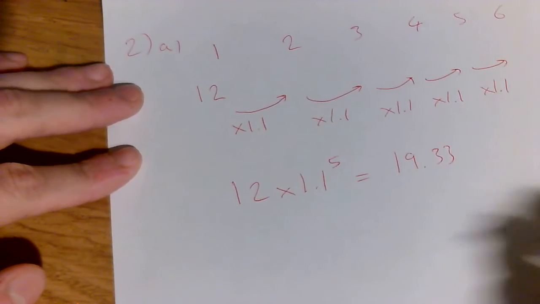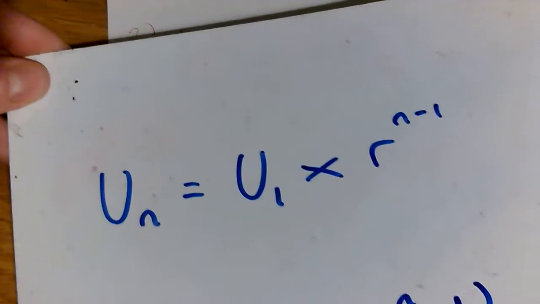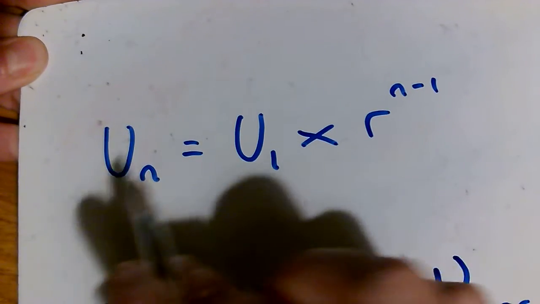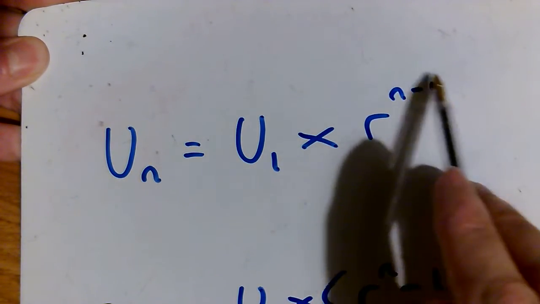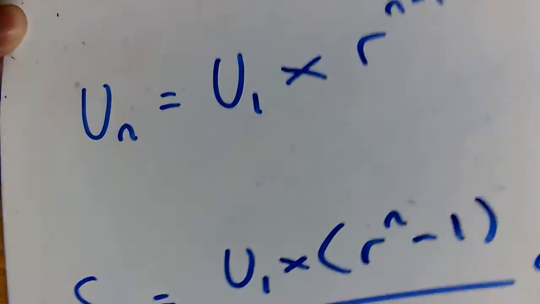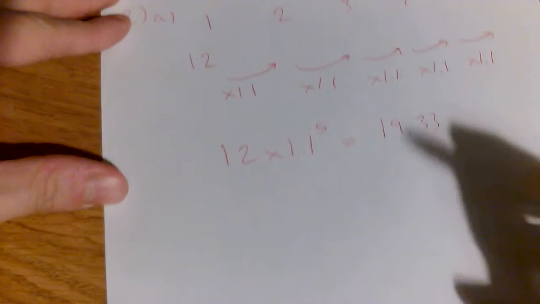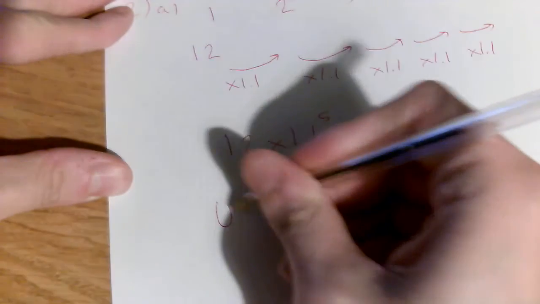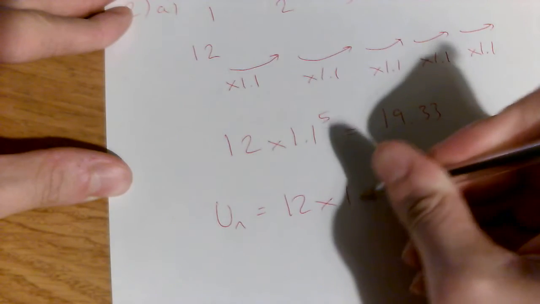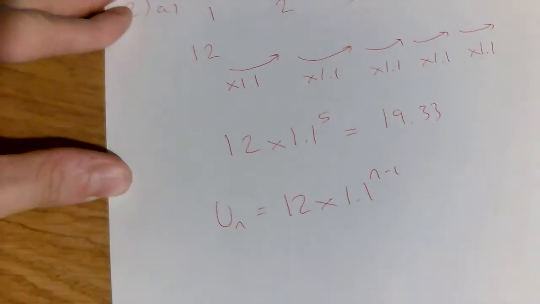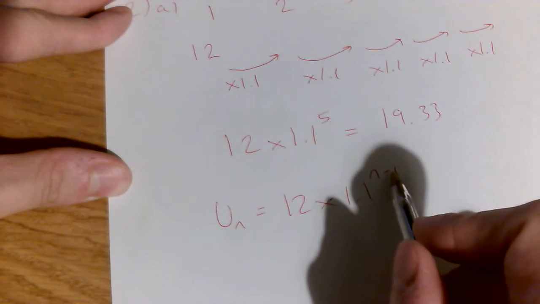And that would be, in this case, looking at the formulas here, remember you get these in the booklet, so I'll just show you these now. That's the nth term formula. Nth term is the first term multiplied by the common ratio n minus 1 times. So if we want to get to the 6th term, we would use the nth term formula like this. Let's get the formula down first. So that's what it's going to be. 12 times 1.1 to the power of n minus 1.